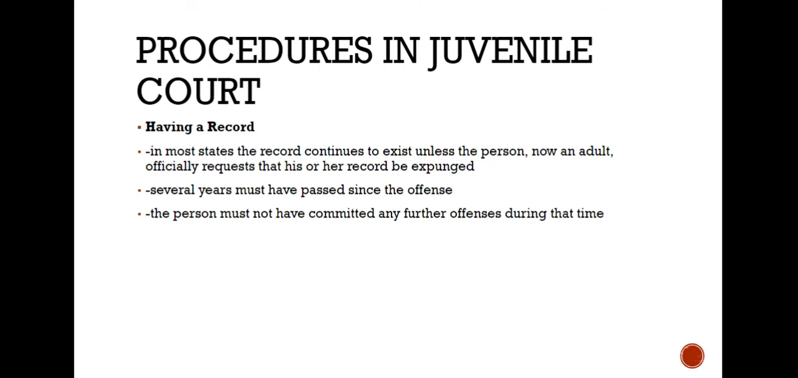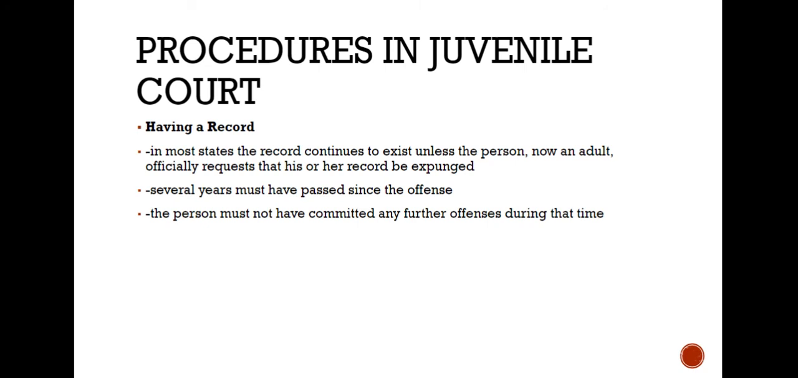Before the record will be expunged, several years must have passed since the offense. And during that time, you cannot have committed any other offenses. So before your record will be sealed or expunged, the judge will look at these two things. How many years have passed? And have you kept yourself clean during that time? And chances are, if it's been a number of years and you haven't been found guilty of anything else, you haven't had any other trouble, your record will be sealed or expunged, completely destroyed. But you have to ask for it in those states where it's not automatically done.